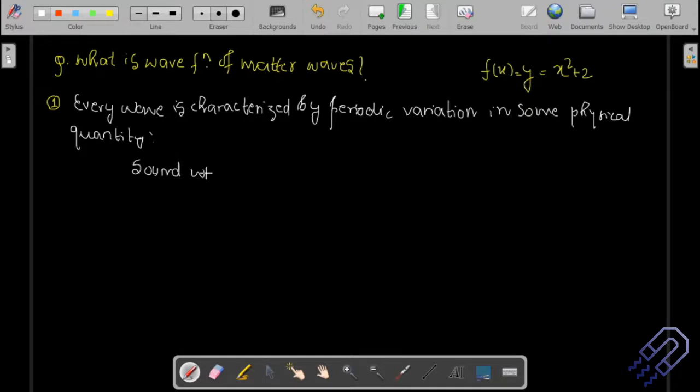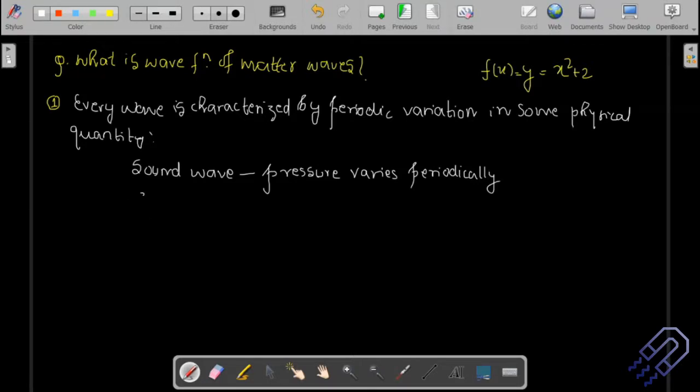Sound wave. As I speak and someone is there on the other corner of the room, my sounds will reach him via the air, right? So there is a change in pressure. So what is the physical quantity that varies in case of sound? It will be nothing but pressure, right? So the air pressure will change at different points, and because of which the signal will get transferred. So pressure varies periodically.